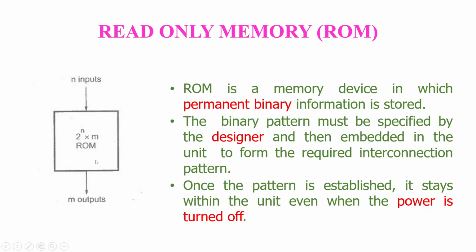This figure shows the internal structure of ROM. There are n inputs specifying 2 power n rows. For example, 4 inputs means 4 zeros: 0 0 0 0 represents the first location, and 4 ones, 1 1 1 1, represent the last location. So if n equals 4, then 2 power 4, which is 16 rows, will be there, and m represents the columns.